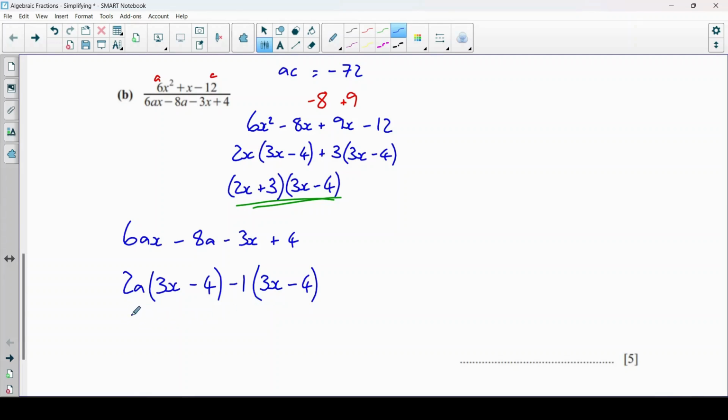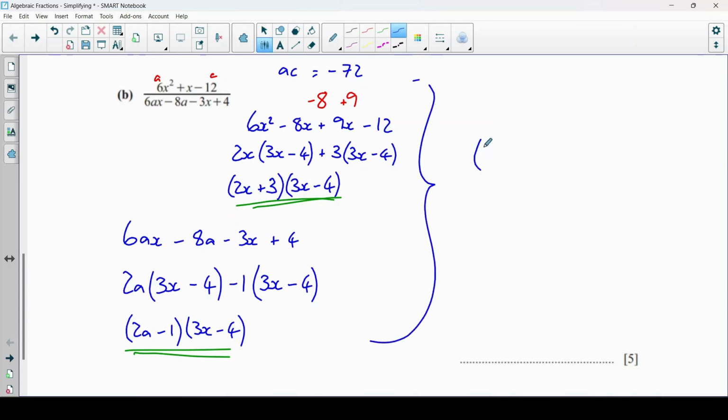So now I can factorise that as 2a minus 1, 3x minus 4. And again, if that doesn't make sense to you, go back and watch the clip on factorising quadratics, and you'll see some like that. So my fraction now becomes, on the top, 2x plus 3, 3x minus 4, all over 2a minus 1, 3x minus 4.